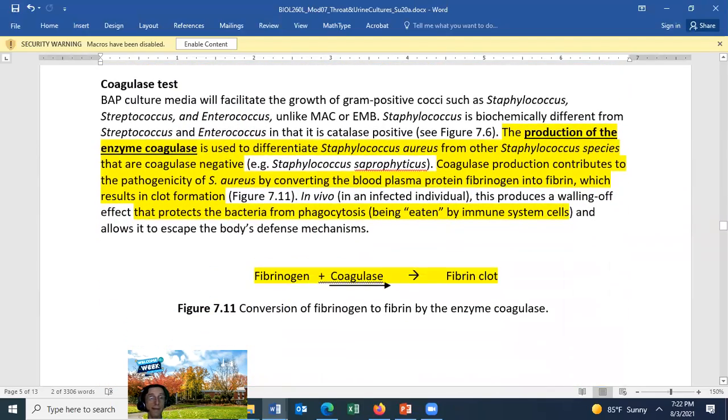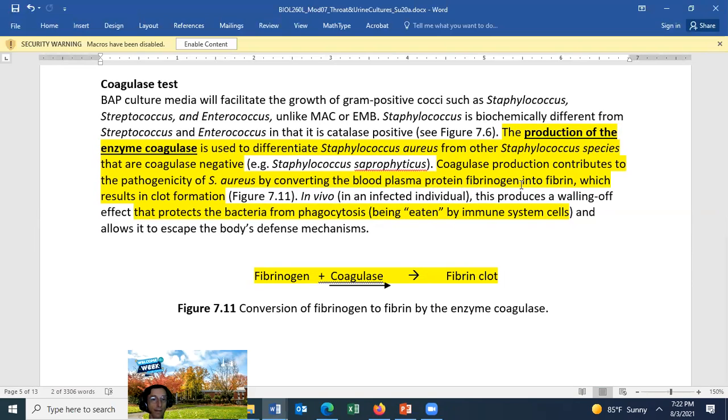All right, there are a few tests we do once we have the bacteria growing up from a urine culture. The first is the coagulase test. Coagulase looks for the enzyme coagulase, which can be used to differentiate Staphylococcus aureus from other Staphylococcus species. Staphylococcus aureus is coagulase positive. The other Staphylococcus species are coagulase negative.